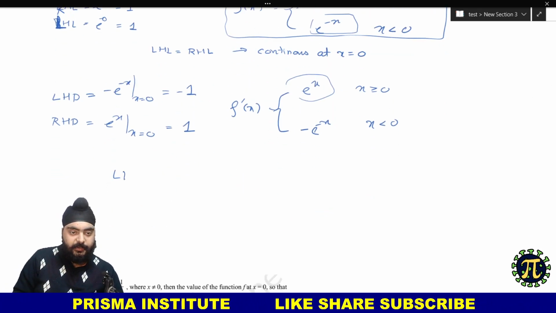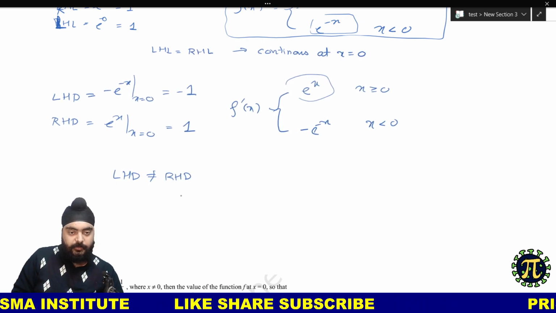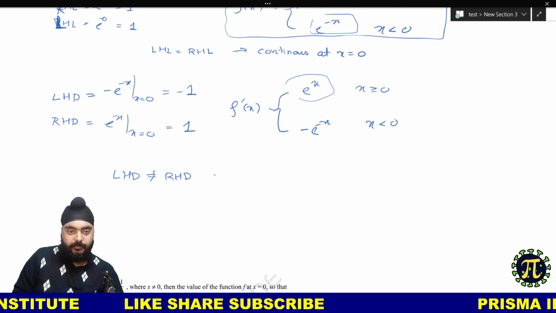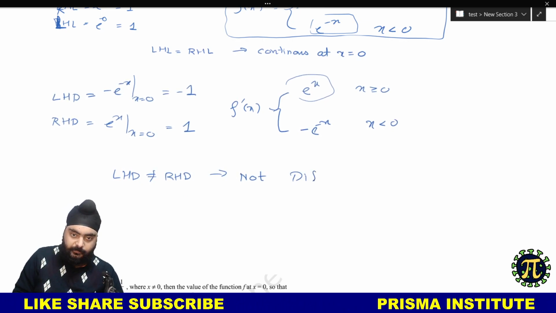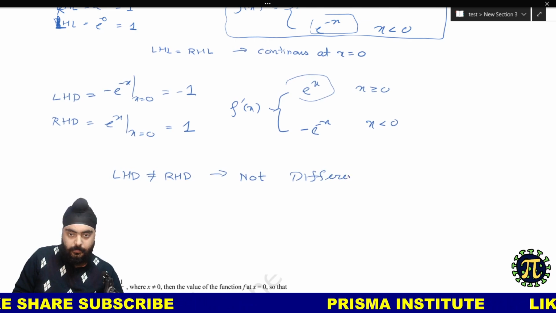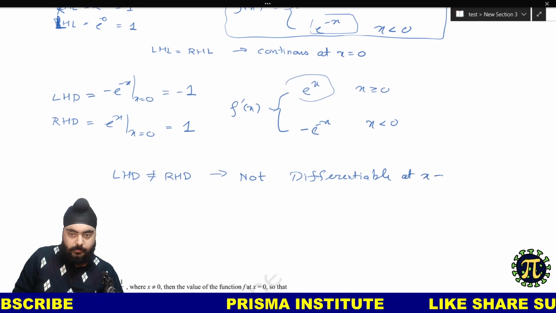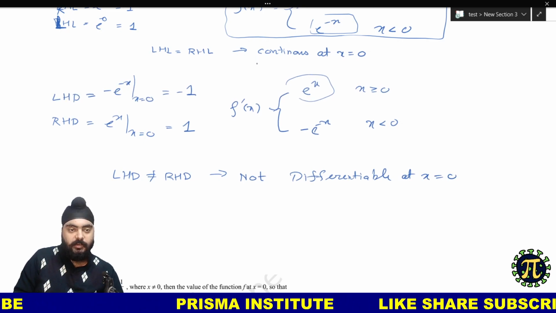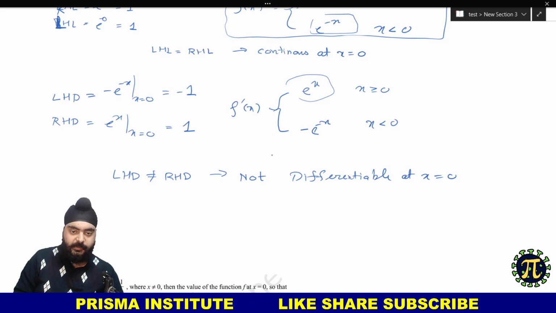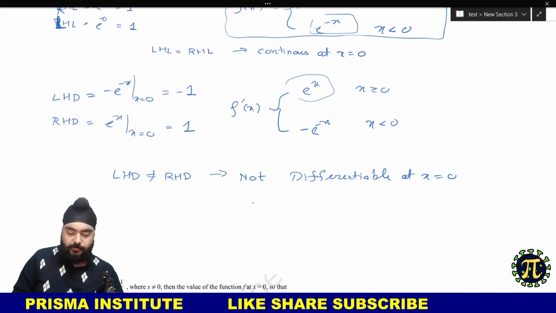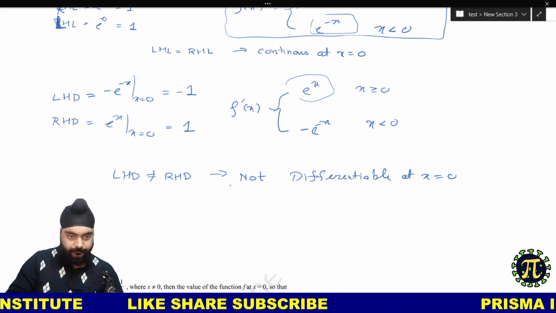The left hand derivative is not equal to the right hand derivative, so it is not differentiable at x equal to 0. So this function is continuous everywhere. It is also continuous at x equal to 0, right? But it is not differentiable at x equal to 0. Okay, so let's move to our next question.